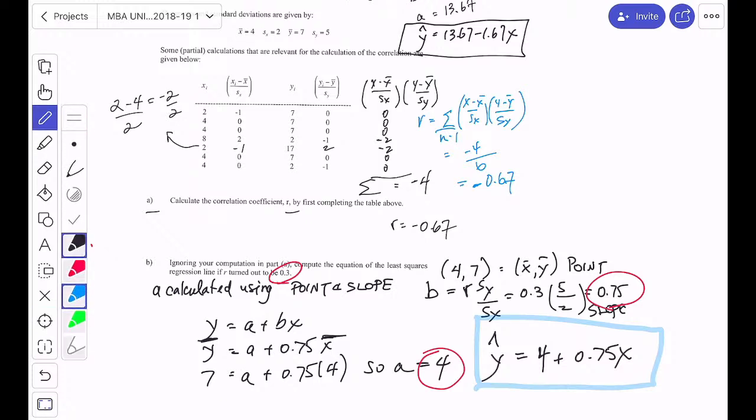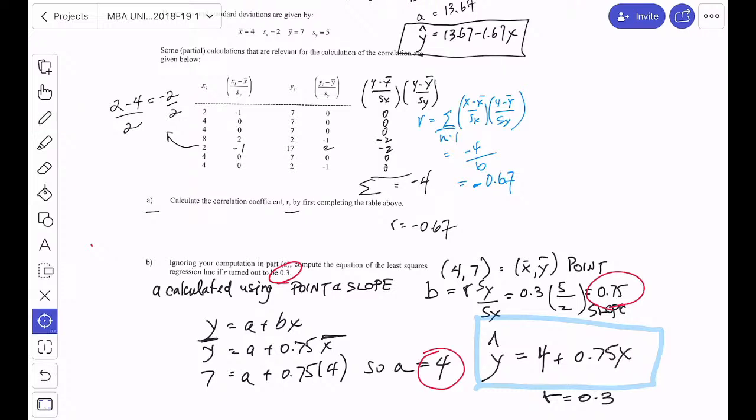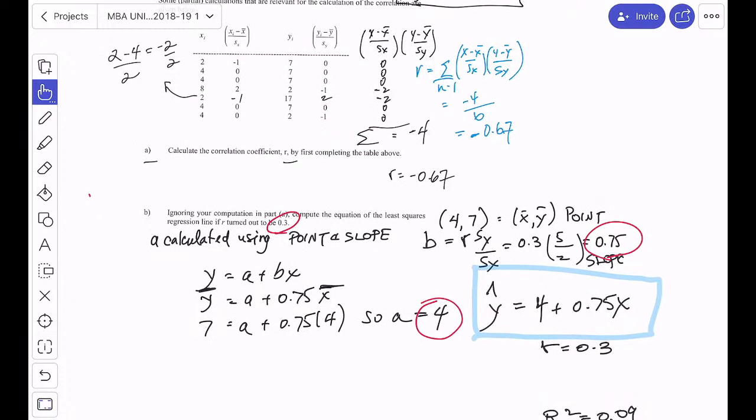Now R here is very small, isn't it? R is equal to 0.3. It looks like a positive relationship, and it's not a very good relationship, is it? If you square R, you get 0.09. What does that mean? How do we interpret that?